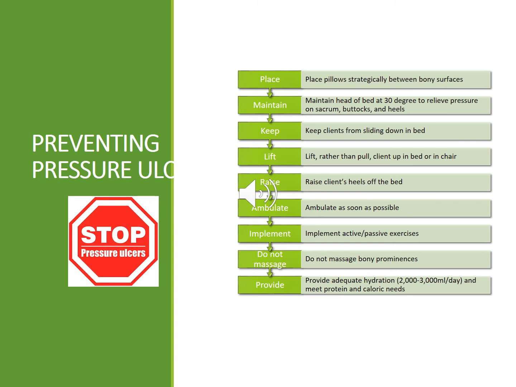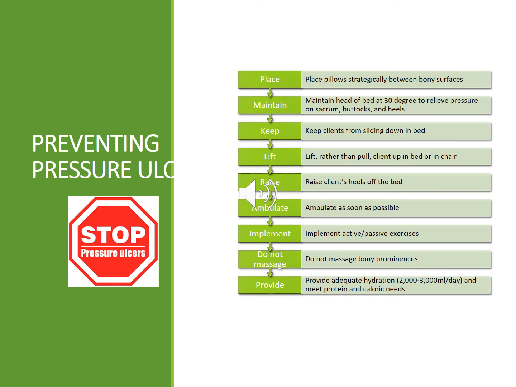We always want to place pillows strategically between bony surfaces to try to prevent that pressure to those areas. Maintaining head of the bed at 30 degrees to relieve some pressure to that sacrum or buttocks and heel area. Keep our clients from sliding down in bed because of that friction and shear. We want to lift rather than pull our clients up in bed, so it's important to have a lifting sheet under our patient. It's important to get some help with our heavier patients that can't help us move up in bed to prevent that friction or shear.